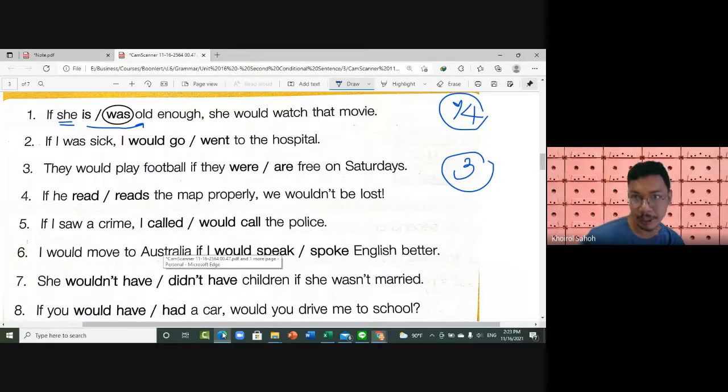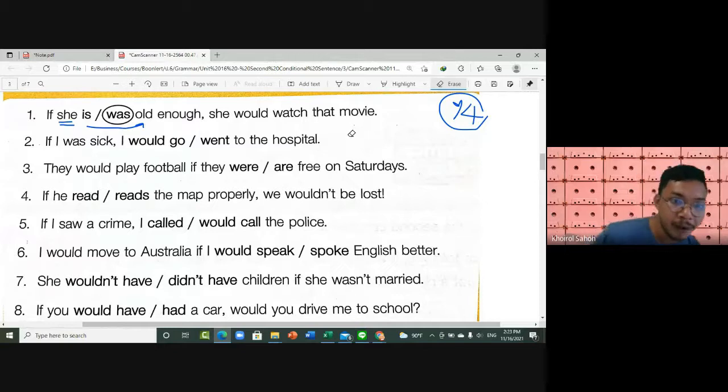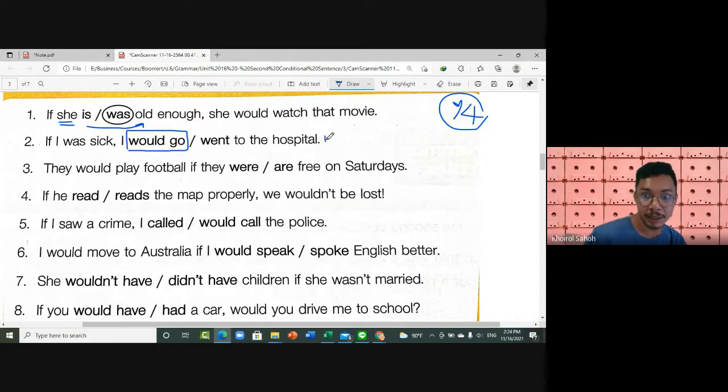You can check your answer with me, okay? If you got it right, just tick it. Number two, if I was sick, I would go or I went to the hospital. This one is I would go. If you got it right, just tick it. Number three. They would play football if they were free. If they were free on Saturdays.